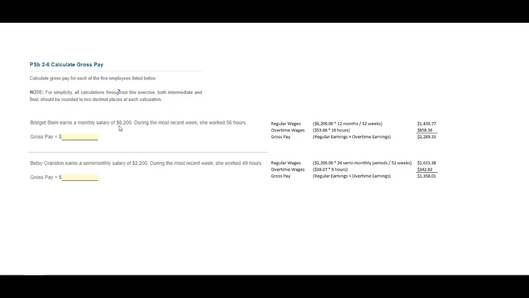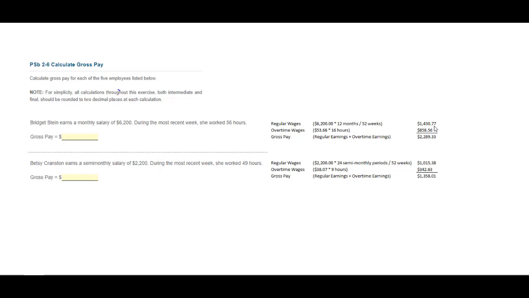Well, we don't know. Do we take this monthly amount, $6,200, and divide by 4? No, that would be wrong because then we will assume that the year is made up of 48 weeks, but that's not the case. It's 52 weeks. So therefore, instead of dividing by 4, we need to multiply this monthly salary by 12 months. 12 months times 6,200 gets us the annual salary. And then take the annual salary, divide by 52 weeks to get us the weekly regular wage. And that comes out to $1,430.77. Now that's the regular wage.